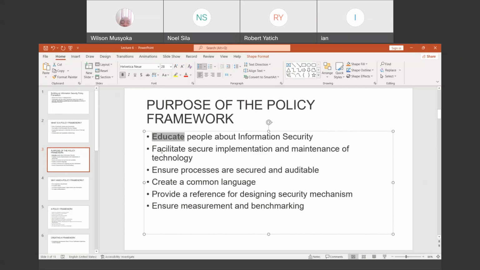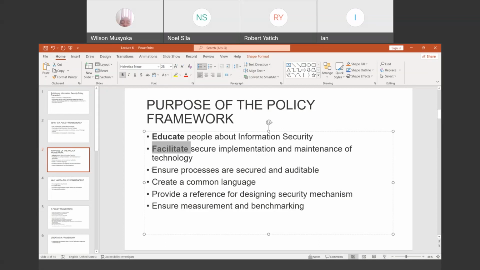Then we also need to facilitate secure implementation and maintenance of knowledge. Like we said in our previous class, knowledge is dynamic. So the technology that you are dealing with today is going to be different from what is there tomorrow. And so you need a way of making sure that whatever you are securing is up to date, or that the security framework you are using is relevant and is working effectively, meaning that it is up to date and is working.